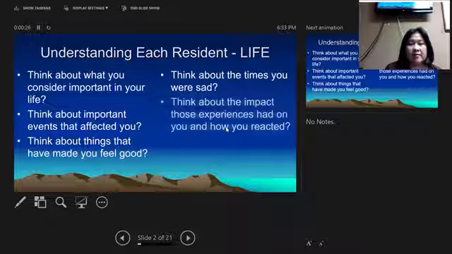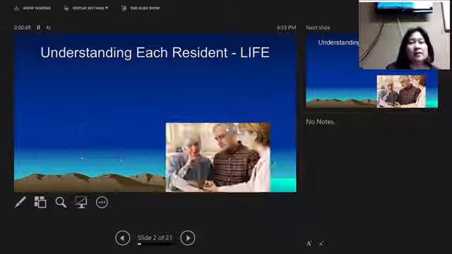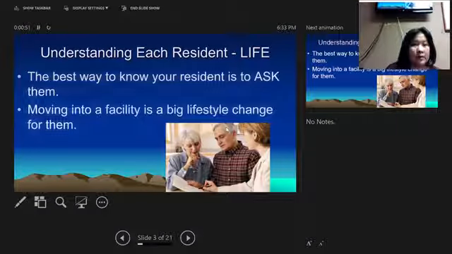We may have things that make us sad, things that make us happy. We have experiences throughout our life that make up how we react to things. So how residents act in certain situations is affected by their lifetime of experiences. Not everyone is the same. Not everyone is going to like the same things or want to do the same things. So we just all need to learn how to get along.